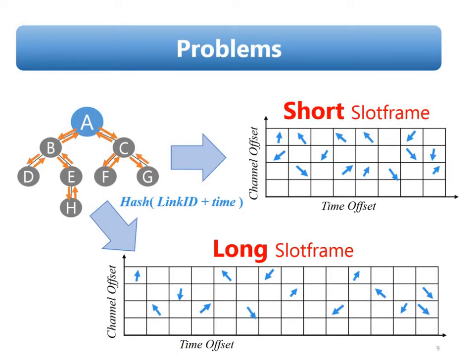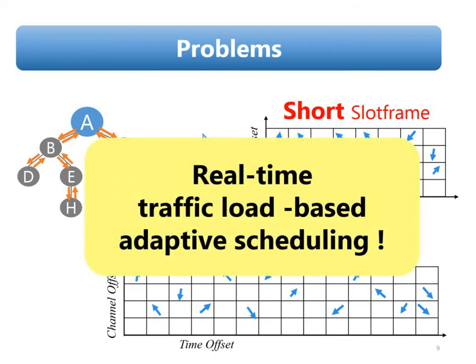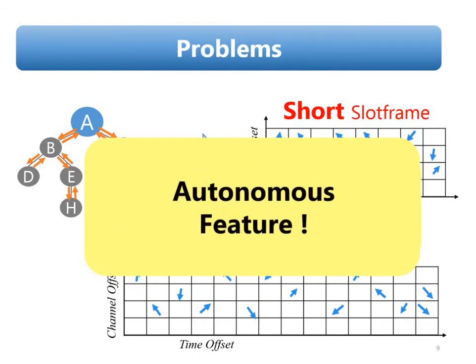The fundamental problem is that both schemes allocate a fixed number of slots regardless of the slot frame length. To solve the problem in an efficient way, we need this traffic load awareness for adaptive scheduling. Simultaneously, we should preserve the autonomous feature, which makes autonomous schedulers most widely and commonly used these days.